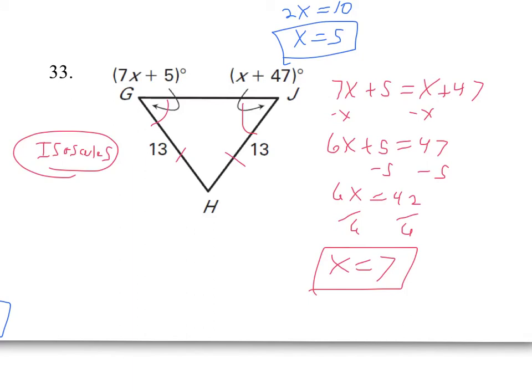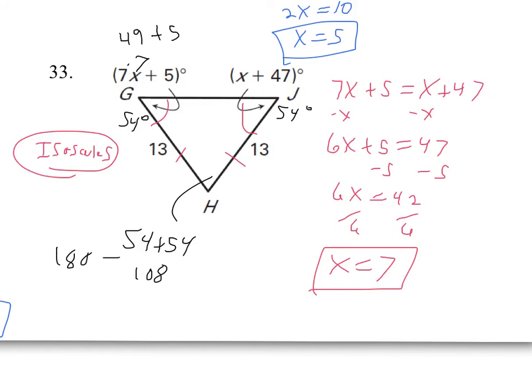Now, I don't currently know any of the angles, but we can figure them out. If we put a 7 in for x, we can do that. So I'm going to do 7 times 7 plus 5. 7 times 7 is 49. 49 plus 5 is 54 degrees. So this is 54 degrees. This is also 54 degrees. To figure out this third angle, we can add 54 and 54, that's 108, and then subtract that from 180, since I know there's 180 degrees total. So 72 degrees. So 54, 54, 72, this is also an acute triangle. And there we go.